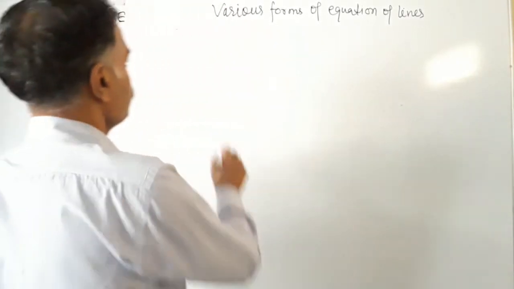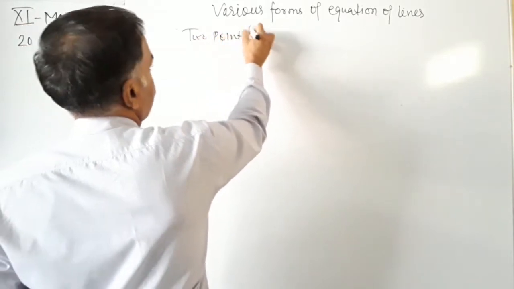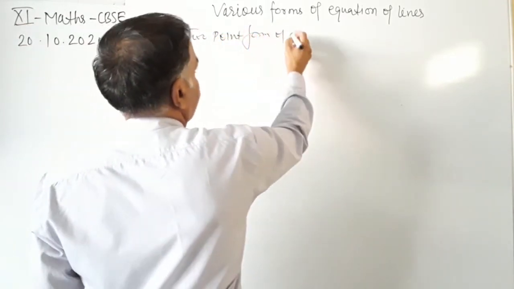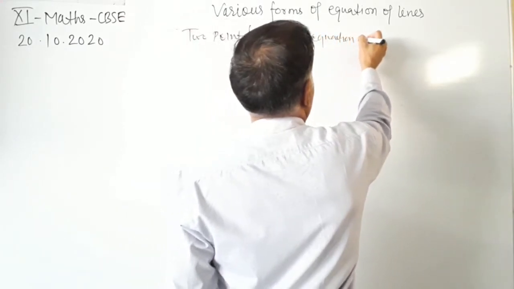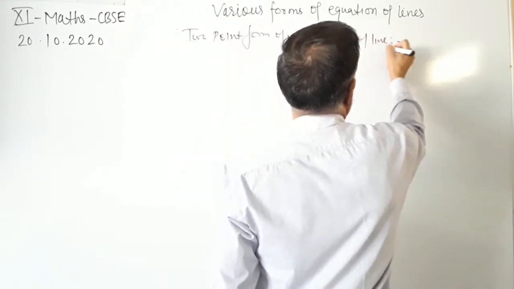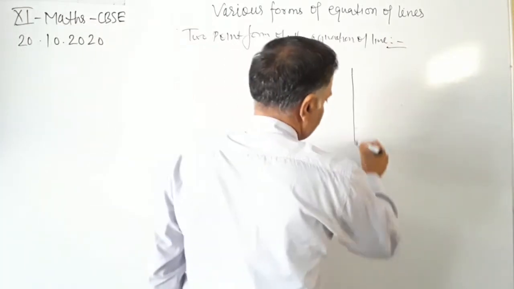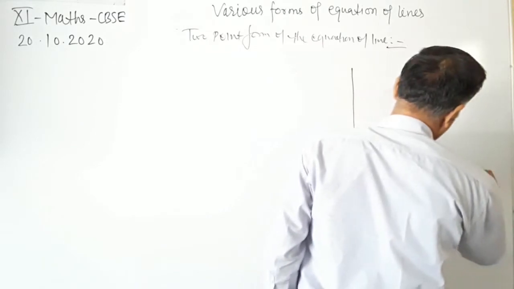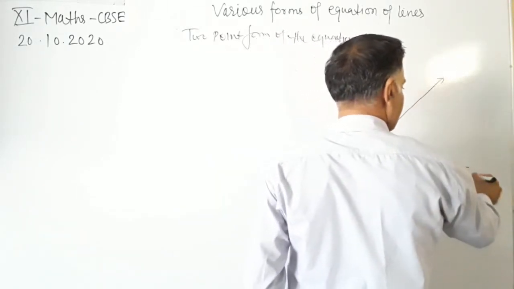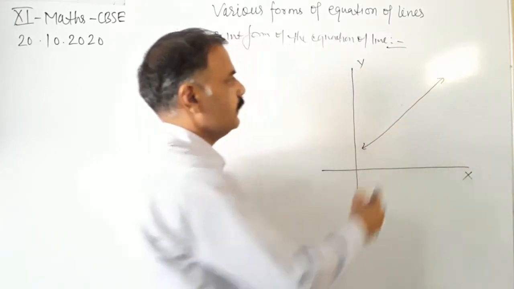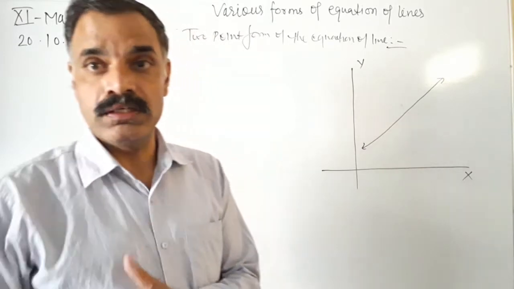Two-point form of the equation of a line. Okay, students, this is the y-axis, this is the x-axis, and this is the straight line we have been given, having 2 points on it.